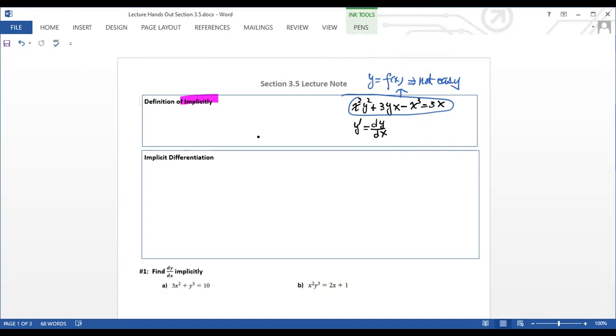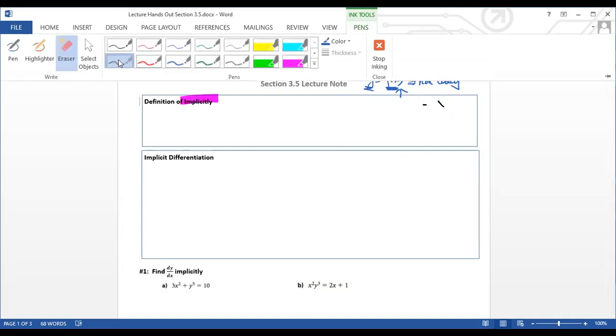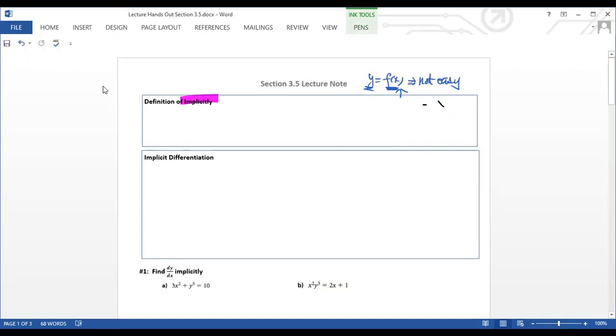So this type of function we call an implicit function, because x and y mix together. It's very difficult to find y just equal to a function of x. That's what we call the definition of implicit. Now let me write it out for you.